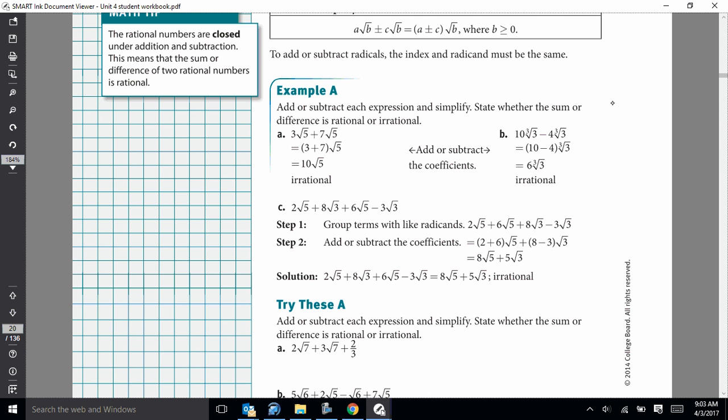All right, so let's look at C. We have a combination of square root of 5's and square root of 3's, right? Can we add square root of 5 and square root of 3 to get square root of 8? No. And on your calculators, does the square root of 5 plus the square root of 3 equal the square root of 8?